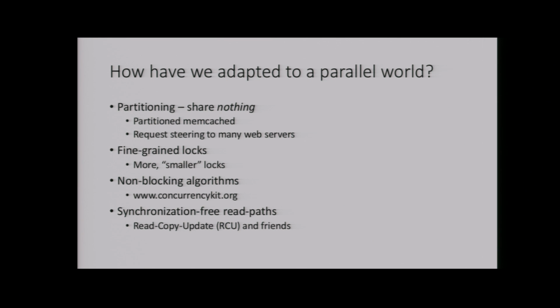So how have we dealt with this? How have we said we need parallelism, we need to use it, what do we do? Many techniques. We have done the obvious one, partitioning. Web services are based on the idea that we can have multiple memcached servers, multiple web servers, and they can act independently, share nothing. We use fine-grained locks. We architect our data structures so that we take locks for smaller portions, and hold them for smaller amounts of time. We use non-blocking algorithms, my favorite of which are included in a wonderful library that you should check out called Concurrency Kit. Sammy is one of my former students, and I still use his code on a daily basis.